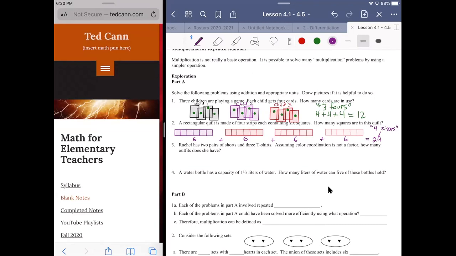Rachel has 2 pairs of shorts and 3 t-shirts. Assuming color coordination is not a factor, how many outfits does she have? All right, so 2 pairs of shorts and 3 t-shirts. Now we're moving away from this, though there are similar ideas here. They're not all getting the 6 squares. They're not all getting 4 cards. In fact, Rachel is the one getting all of her things, but we're looking at 2 pairs of shorts.